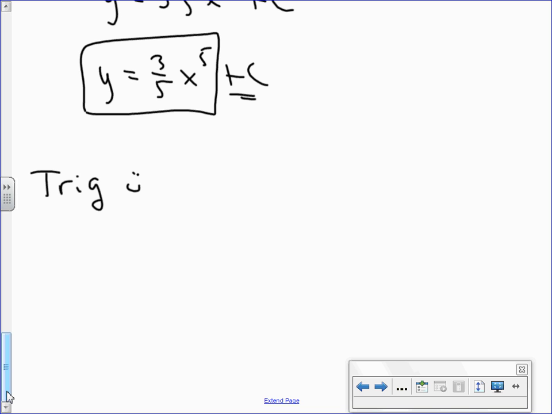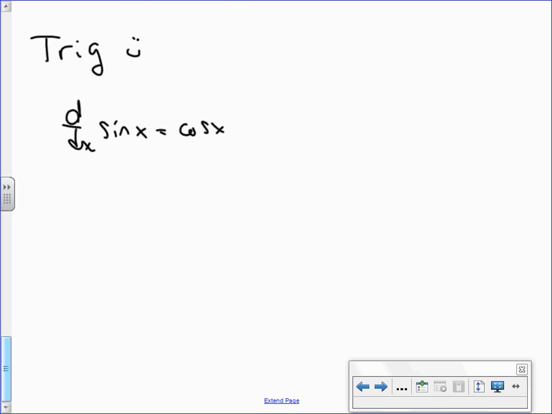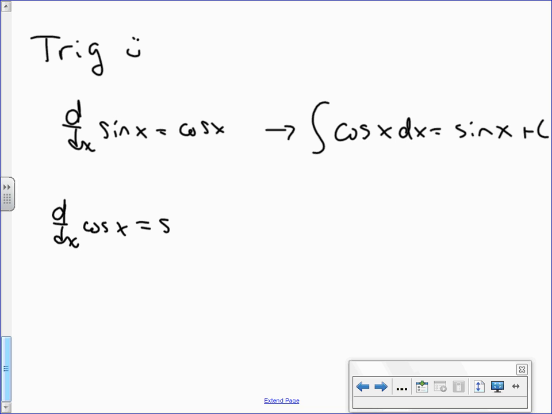Okay, the derivative of sine x is cosine x. Therefore, the antiderivative of cosine x dx is sine x plus c. The derivative of cosine x is sine x. Therefore, that's wrong. The derivative of cosine x is negative sine x. Therefore, the antiderivative of negative sine of x gives me cosine of x.